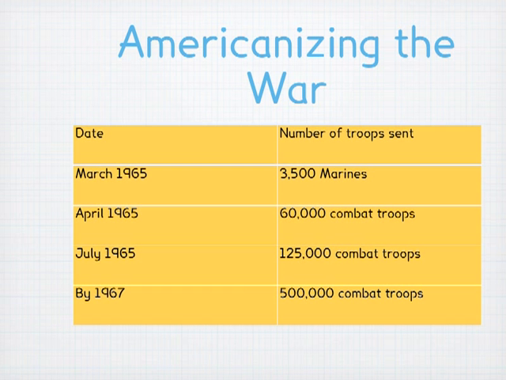The Americans sent, in March 1965, 3,500 Marines to Vietnam. In April 1965, there were 60,000 troops sent to Vietnam. In July 1965, there were 125,000 troops there, doubled inside a few months. And by 1967, there were 500,000 American troops in Vietnam.